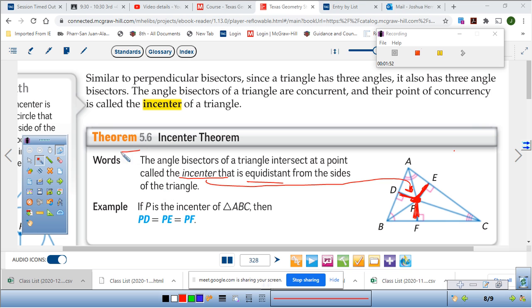Okay, so let's go ahead and write this down, guys. Incenter. Draw the picture of it. Please make sure you know we're talking about the angle bisectors. Write that down. So if P is the incenter of triangle ABC, then PD, PE, and PF are all equal distance. And that's pretty cool, a pretty neat feature that we will use today.